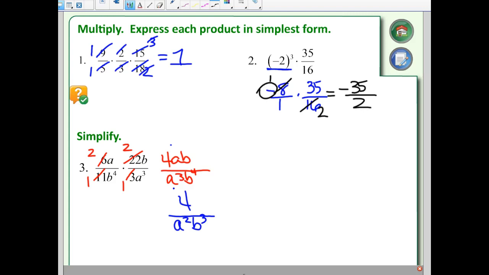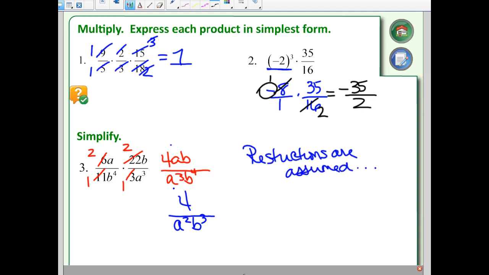Now, I forgot to mention, we don't have to do restrictions anymore. They're going to give us this little line that says, restrictions are assumed.